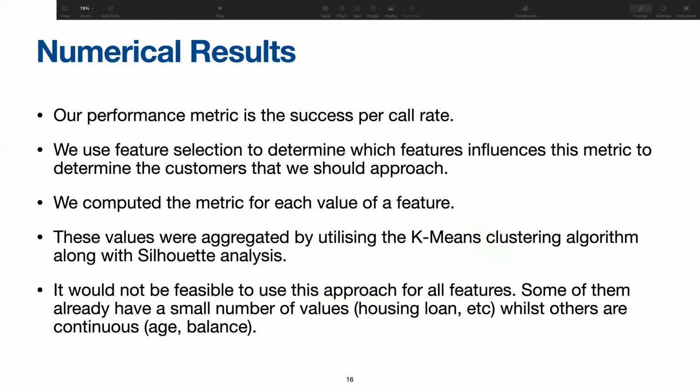And one way in which we reduced the number of values for a feature was that we utilized the k-means algorithm to aggregate these values. And in conjunction with this, we used silhouette analysis to determine the ideal number of clusters. So this approach would not be feasible for all features. Some of them already have a small number of values, for example, housing loan, whether they had a housing loan or not. And in some other cases, features were continuous, like age and balance, so we couldn't really apply this aggregation towards those features.